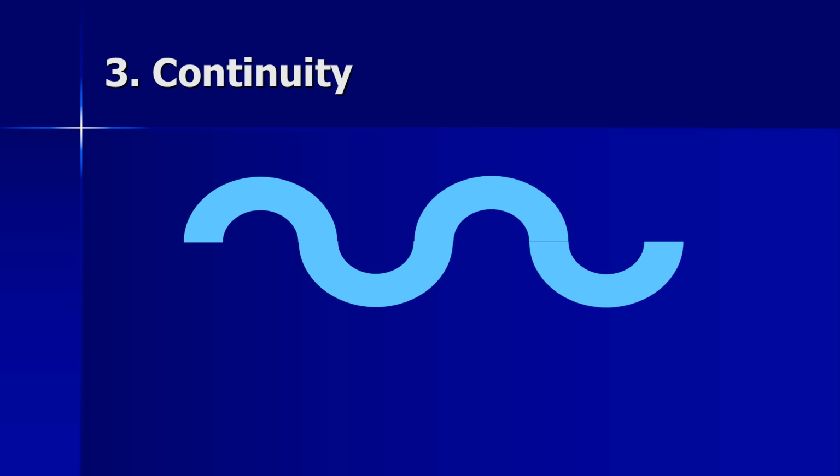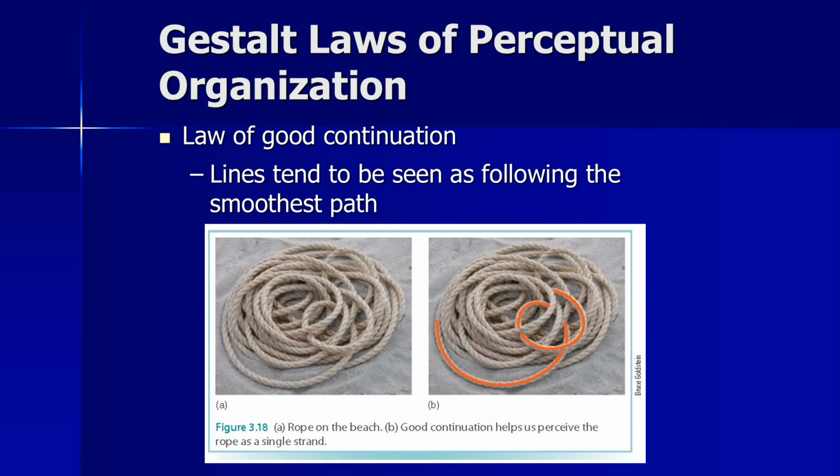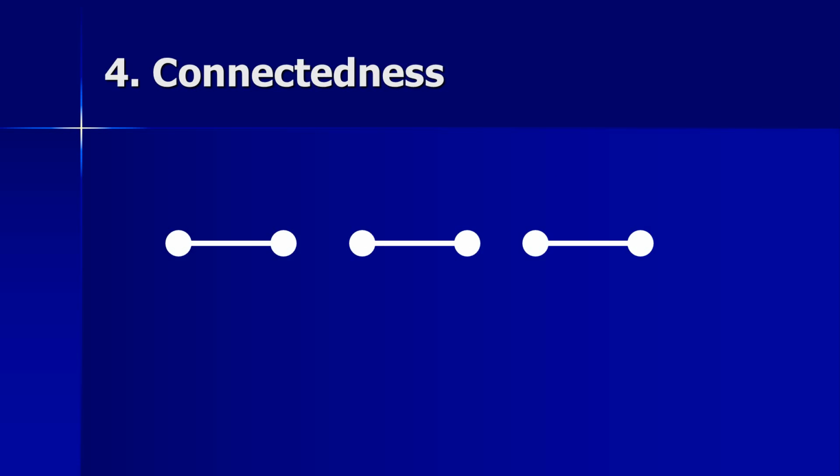Continuity is very simple. Objects that look continuous are, so this is what we would call good continuity or good continuation. So we kind of perceptually follow paths along this rope that make it look like it's one long rope. This could be 3 ropes, we don't know. But it helps us perceive the rope as a single strand. Connectedness, things that are connected appear to be the same objects. These look like 3, say, little barbells, when in actuality it's actually circles and lines, and I know because I created them.